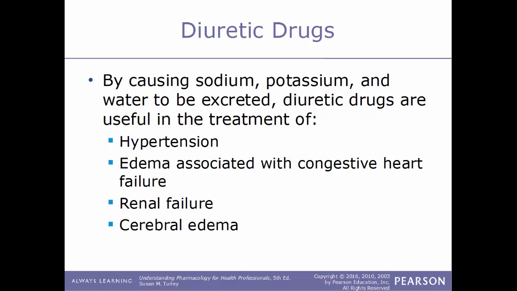So by causing this excess sodium and potassium and water to be excreted, diuretic drugs are useful in treatments for hypertension, edema associated with congestive heart failure, renal failure, and cerebral edema. And the whole point of diuretics is to prevent sodium and potassium and excess water adding volume to your blood, which means the heart would have to work harder to pump the blood volume throughout the body.